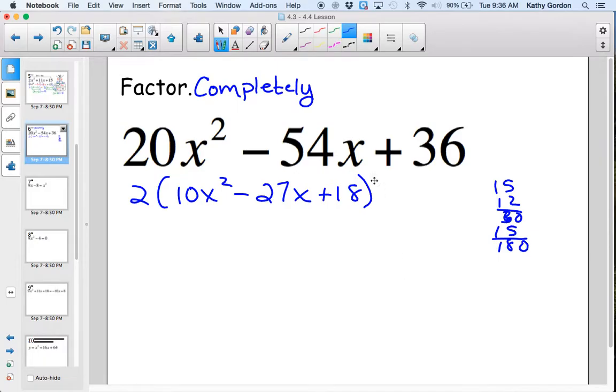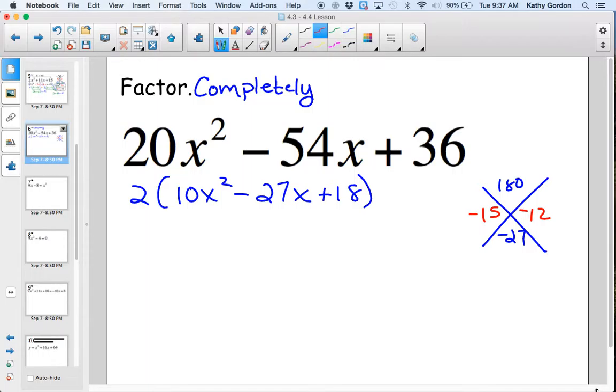So if we were doing the X box over here, get this out of the way, we would have 180 on top, we'd have negative 27 on the bottom, and the two numbers that make that happen are a negative 15 and a negative 12. Okay?